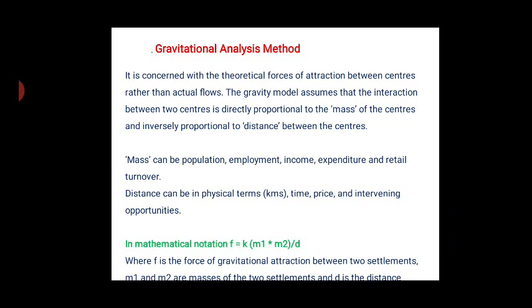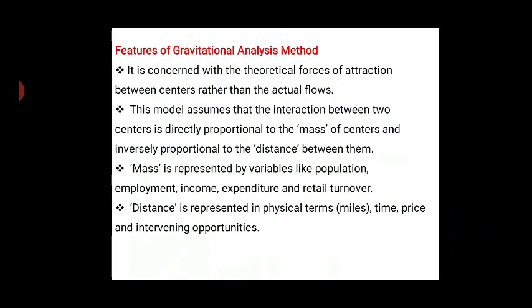Mass gradually decreases as the distance gradually increases between two service centers, and this can be identified by mathematical notation: F equals m1 into m2 divided by d. F is the force of gravitational attraction between two settlements, m1 and m2 are the masses of the two settlements, and d is the distance between the two service centers.